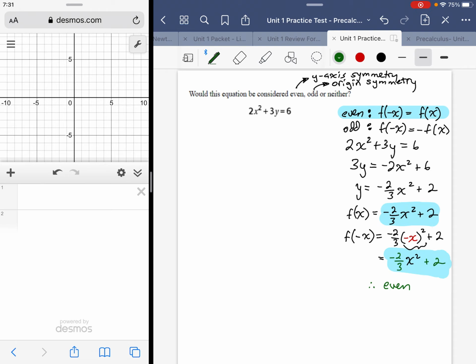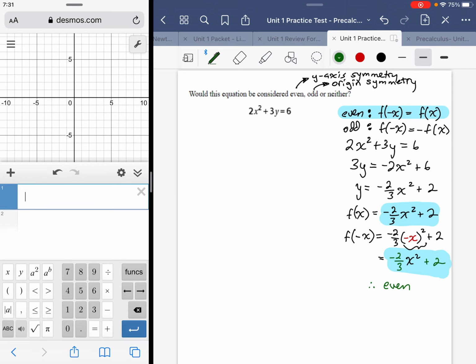But in order to be an even function, it would have to be a function first. You could still have an equation that's even, odd, or neither based off of the same spirit of the rule, just not exactly the same rule itself. And that has to do with symmetry. So we'll take a look at the equation in the calculator, and we are looking at something that has y-axis symmetry.